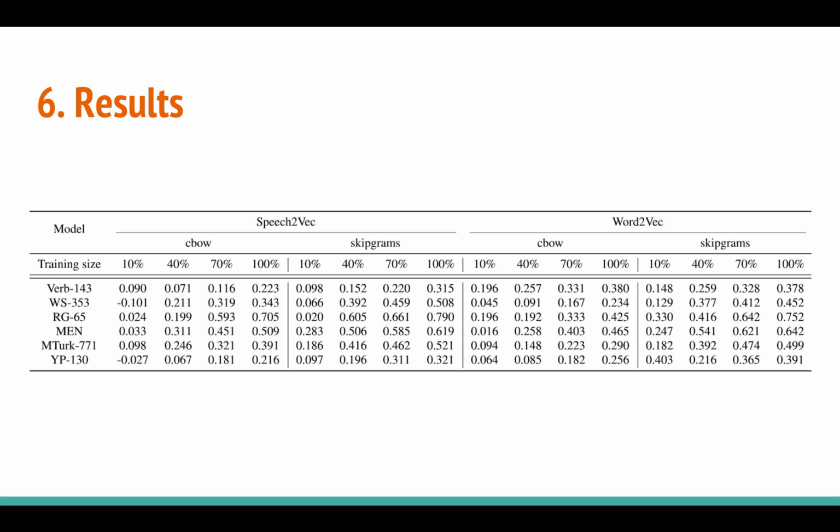Now the second experiment they have done is to see how the amount of data plays into the word embedding performance. Here I think they have only 6 word similarity benchmark tasks. The amount of data they are using varies from 10 to 100 percent, in steps of 10%, 40%, 70%, 100%.